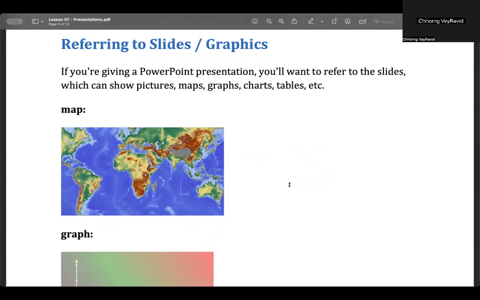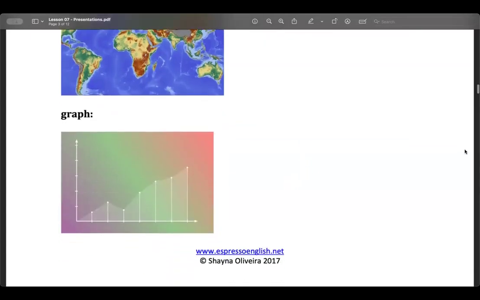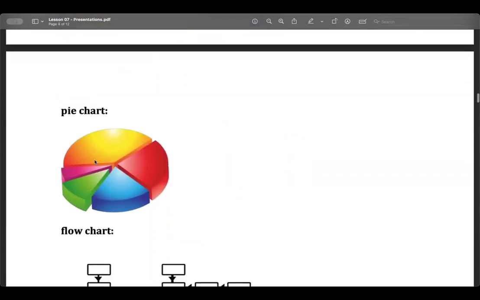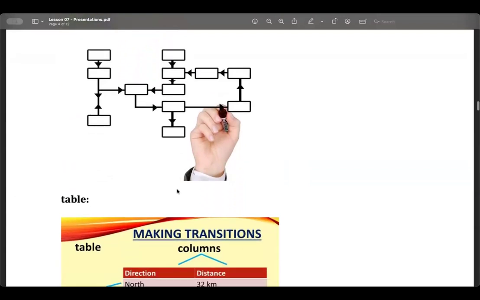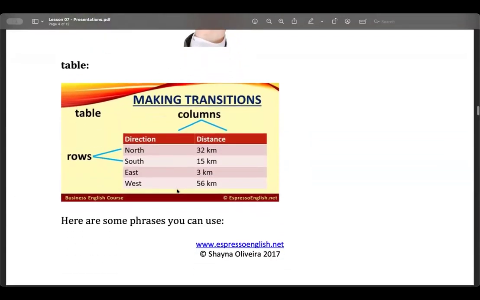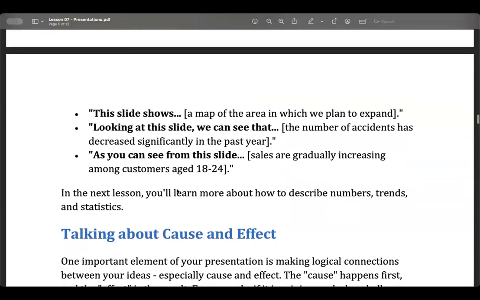Referring to a slide or graphic. If you are giving a PowerPoint presentation, you'll want to refer to the slides, which can show pictures, maps, graphs, charts, tables, etc. Here's a pie chart and flow chart and all of that. It's just the idea, and you can go on here.